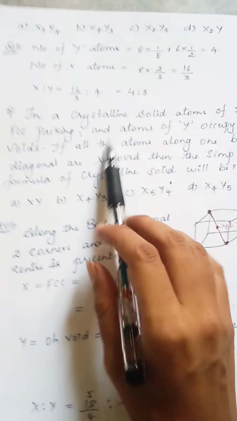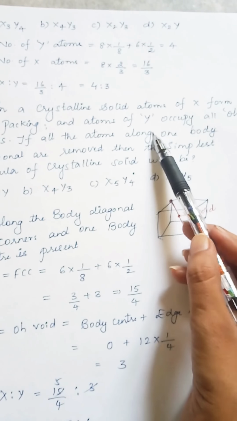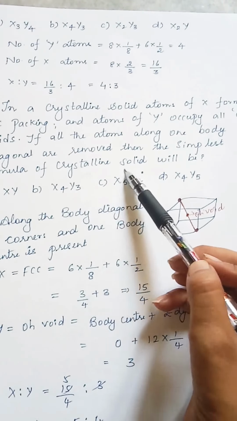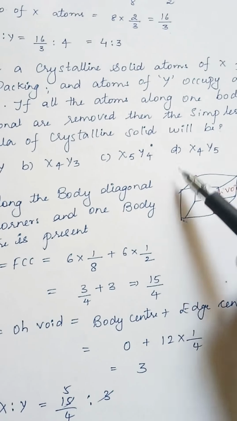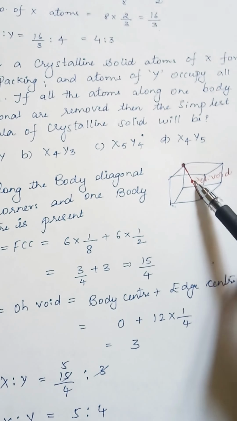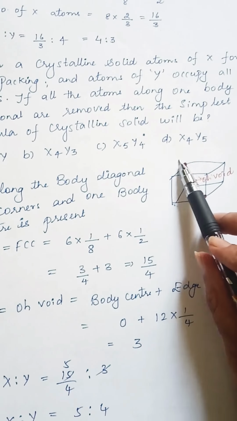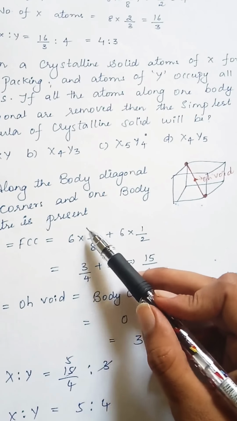Now a little tricky question. A crystalline solid: atoms of X form FCC packing, and atoms of Y occupy all octahedral voids. If all the atoms along one body diagonal are removed, then the simplest formula of the crystalline solid will be? We know that along the body diagonal there are 2 corners present and 1 body center. In FCC there are 8 corners, but if you remove 2 corners, you are left with only 6 corners.